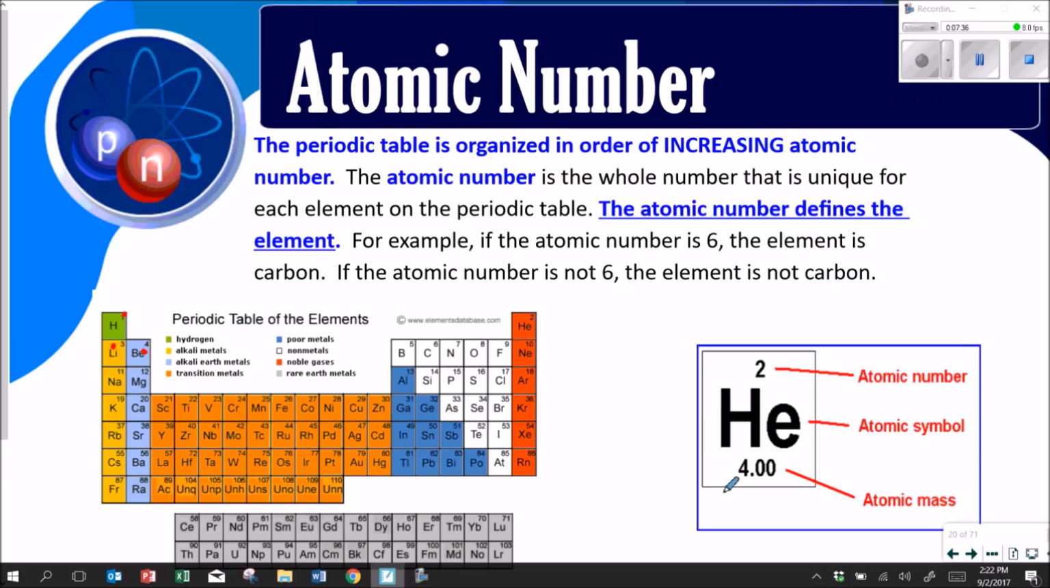Now have your periodic table handy. The periodic table is organized in order of increasing atomic number. What that means is if I read the periodic table from left to right like a book, and I start with hydrogen at number 1, hydrogen has an atomic number of 1, helium 2, lithium 3, beryllium 4, boron 5, carbon 6, and so on. So the atomic number defines the element. On your periodic table, it is the number that is found on top of the element symbol. When you change that number, you switch element.